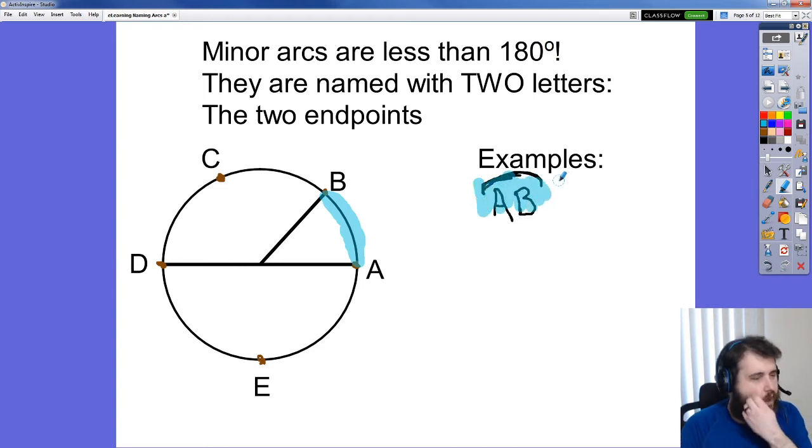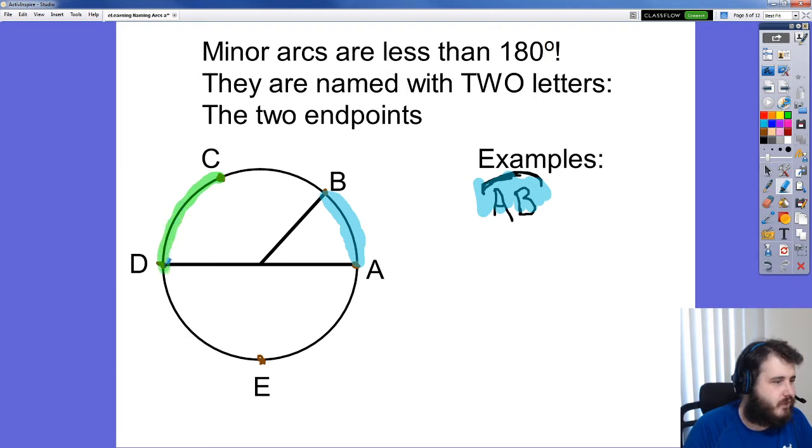But there's a bunch of them. We can talk about, for example, this one. Here's one that I'm declaring to be less than 180, going from C all the way to E. And the reason I wanted to pick this one is because it goes through other points. Remember, they're made with two letters, just the two endpoints. So even though there's the letter D in the middle here, I don't care. The letter D doesn't enter into it. The letter D is not part of this. We don't have to worry about it.